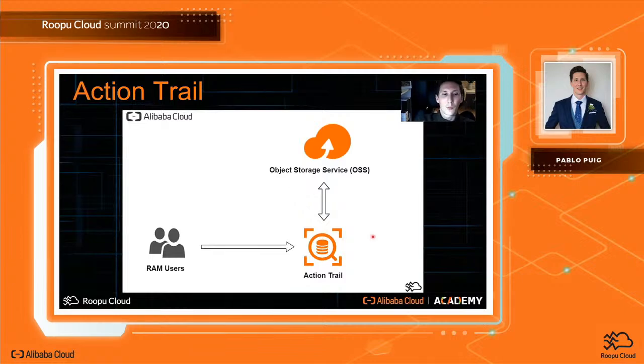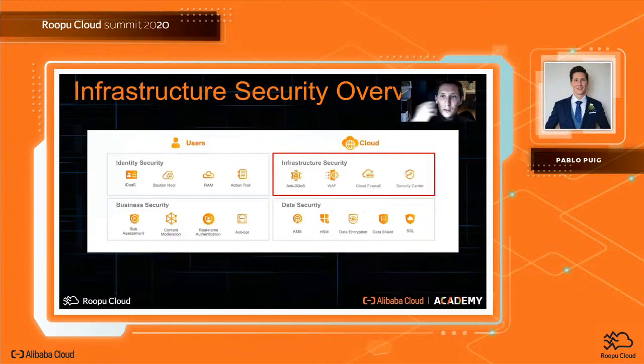Typical scenario, for example, could be when a user shuts down an ECS instance. If you want to really know which user it was, you just go to the OSS bucket and choose the file in the date you want, or you think it was shut down, and you can see there all the API calls and get this information. So that was it for the identity security.